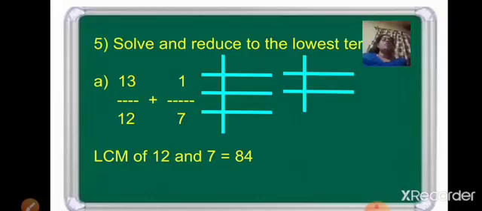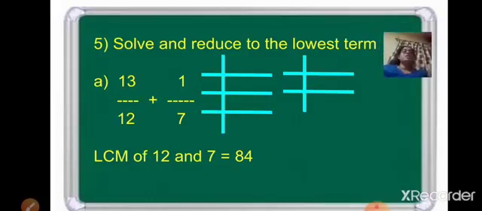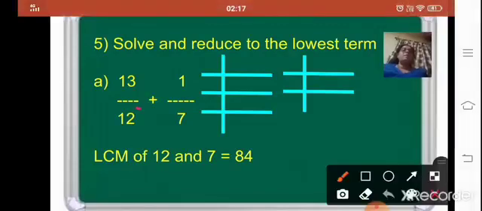Now you have to solve here. The next question is you have to solve and then reduce it to the lowest term. Now how to solve it? The first thing is 13 upon 12 plus 1 upon 7. Now here both the places the denominators are different. So the first thing you have to do is make the denominator same. Okay, to add the fractions you have to make the denominators same.